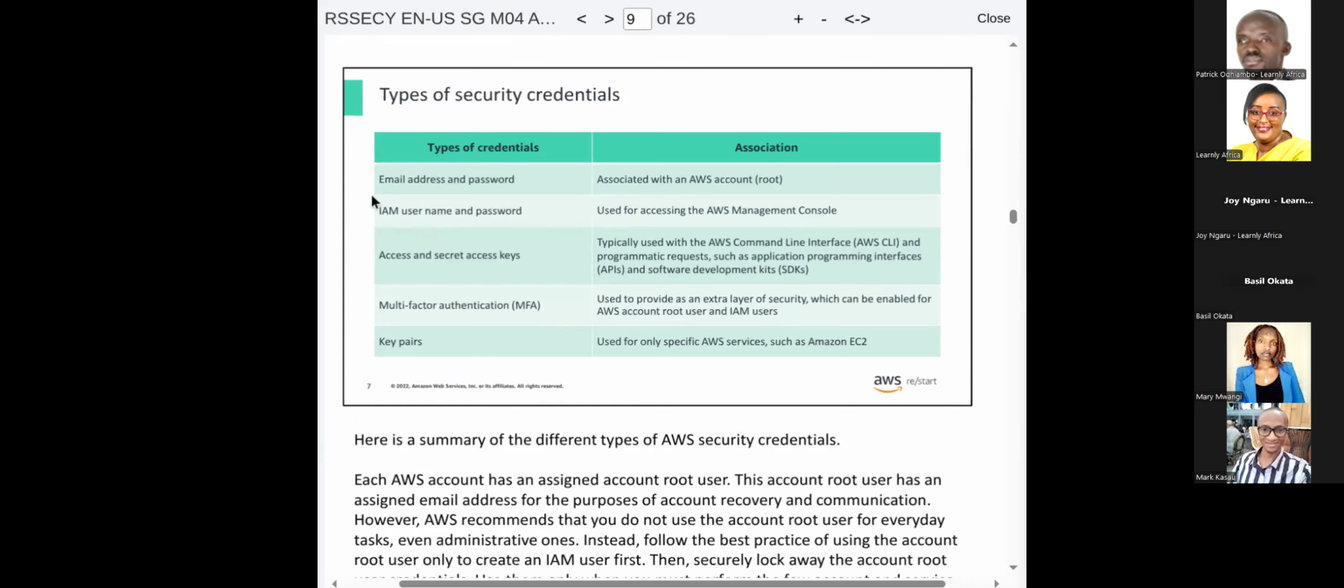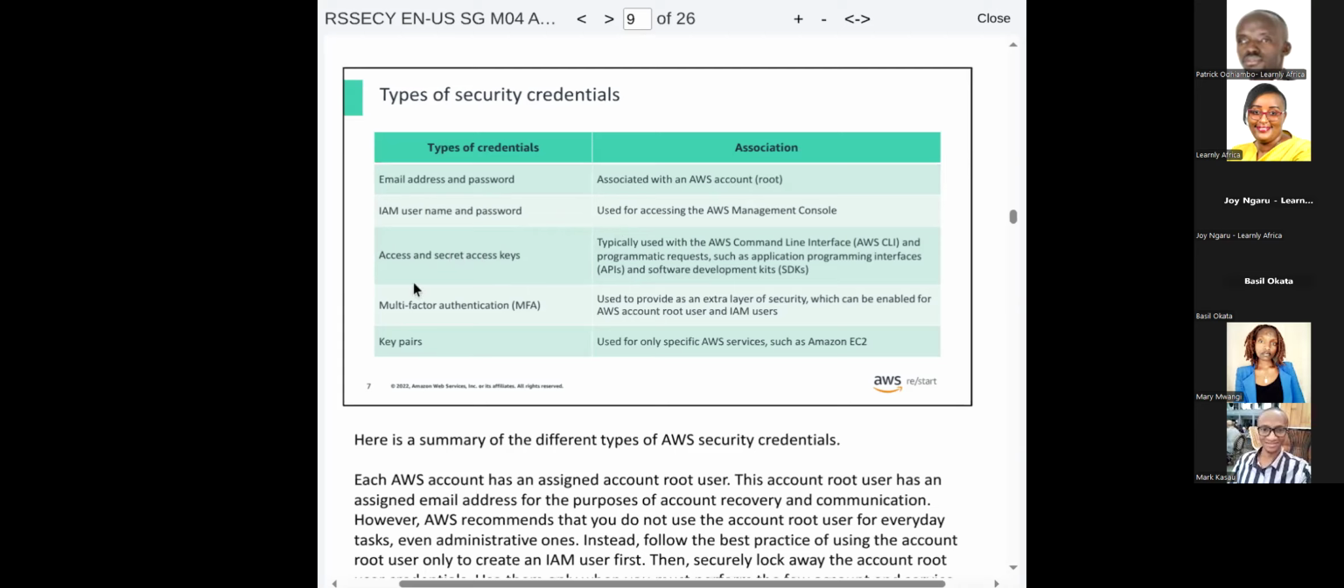So security credentials, the types of credentials that we can have. We can have email and password, just like how you log into Gmail or Google Workspace. We use our email and password. Remember that email and password is used for the root account. Once you've created IAM users, you create for them a name and a password. Now the IAM user is going to access the console using the name and password.